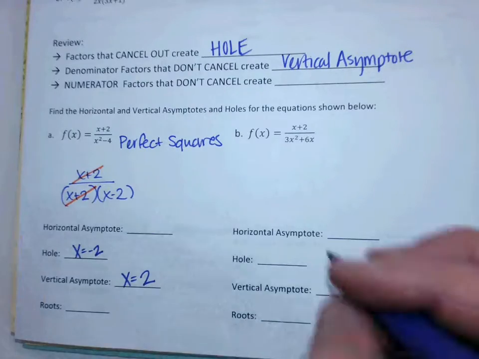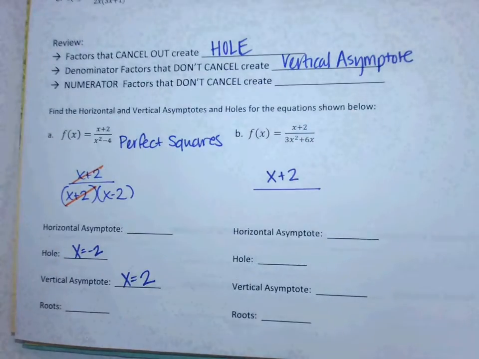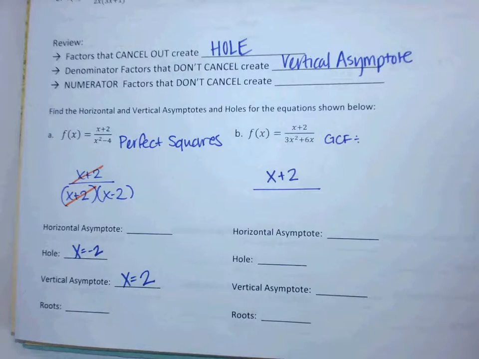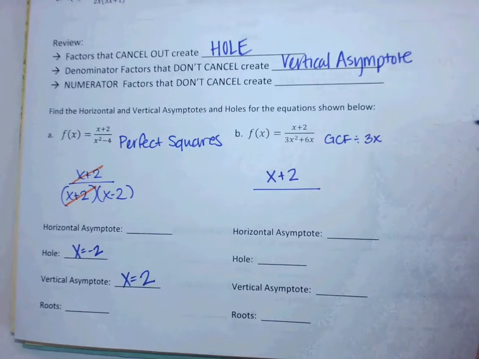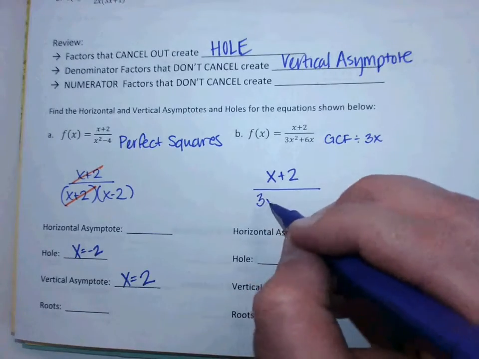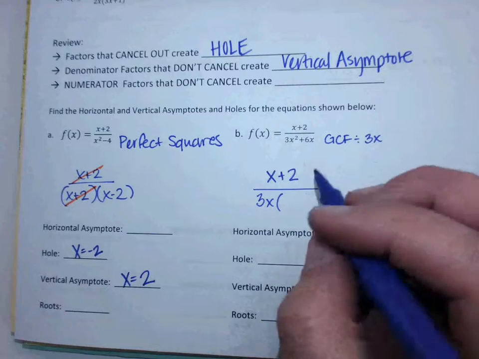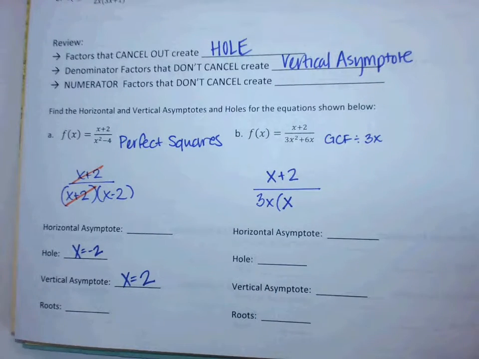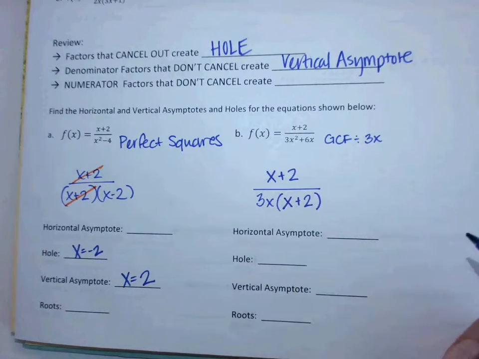Okay, look at the one right next to it, letter B. Top is going to stay the same. What can I factor out of the bottom of letter B? This is a GCF. Okay, 3 and? Can I take out an x? Yep. So 3x is going to go to the front. What is left over from the 3x squared? Just an x, right? And then 6 divided by 3 leaves me with a plus 2.